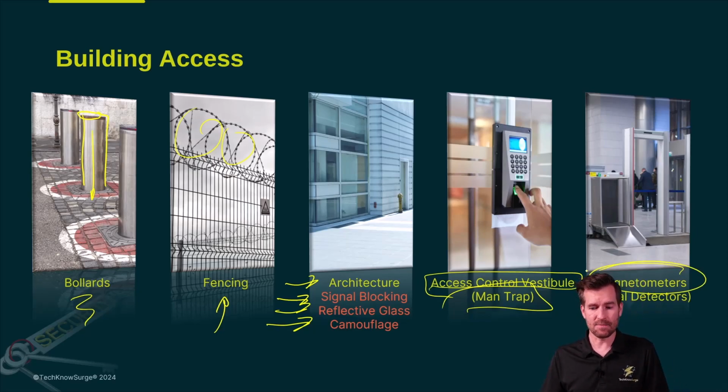Or you have magnetometers that you can use. Magnetometers, also known as metal detectors. Those are the things that you walk through and detect whether you have metal on your body.